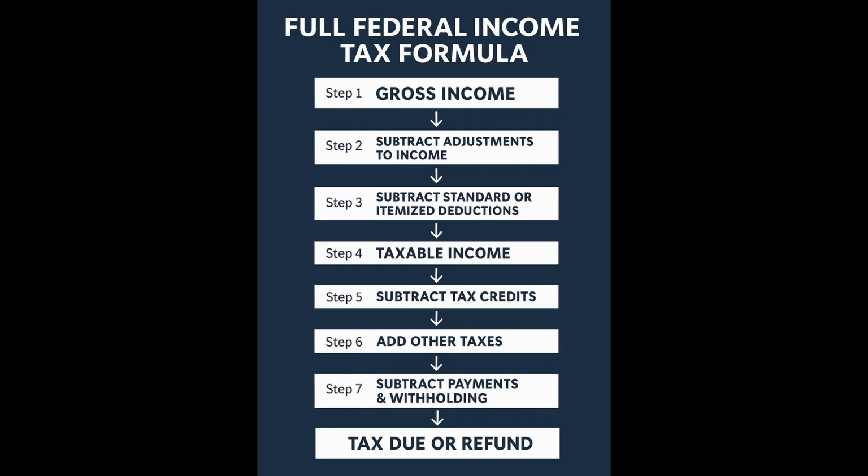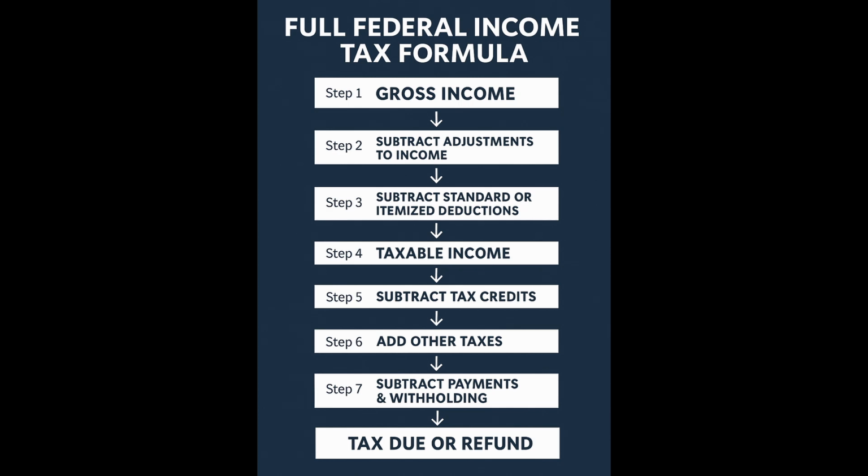Now let's break down the full federal income tax formula step by step. Step 1. Gross income. This is all legally taxable income before deductions. It includes wages, salaries, tips, W-2, business or freelance income, Schedule C, rental income, Schedule E, interest, dividends, capital gains, and taxable Social Security, unemployment, pensions, or gambling winnings. The result is gross income.